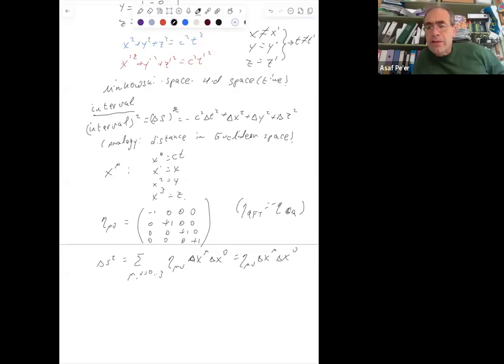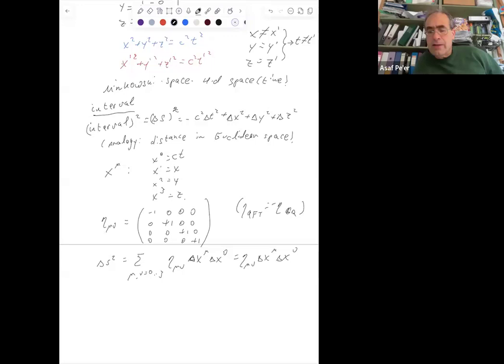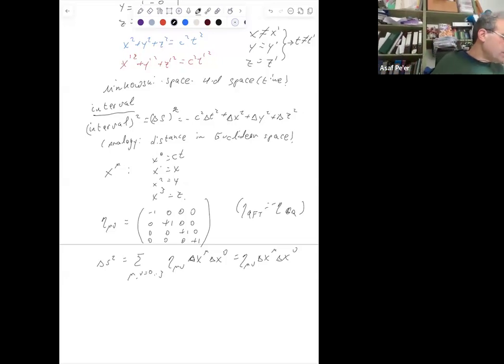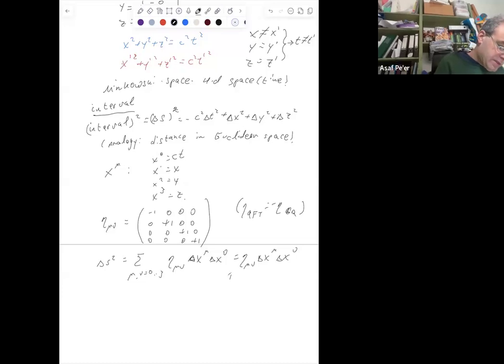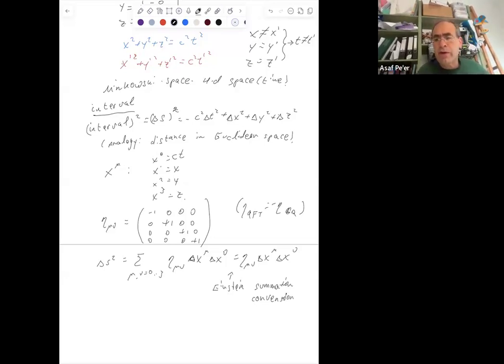And if it appears once as a lower and once as an upper, that means it is summed over. And that's why we call it a dummy index. Okay? That is known as the Einstein summation convention. If you get confused, which you may, simply add in the summation sign, so it will be clear what you're doing.